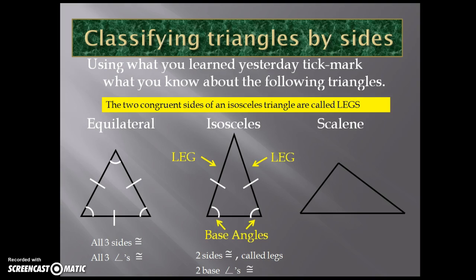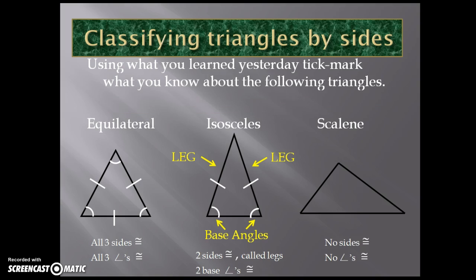The 2 congruent sides of an isosceles triangle are called legs. Okay, this is something new we didn't talk about yesterday. We know when we tick mark the legs, those tick marks usually point to the base angles. Or if you're not sure where the base angles are, you take a leg and you look for the angle opposite the leg.